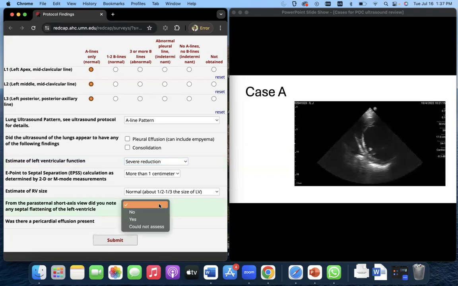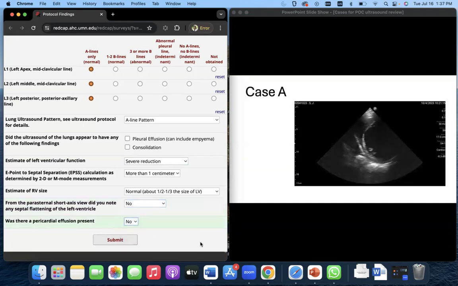I don't think the septum looks flat to me. No, I don't think so. It looks like during systole, it's maintaining a nice circular structure, so the right ventricle seems to have a fairly low pressure. And there's no pericardial effusion present on any of the images that we saw. That would be it for this patient case.